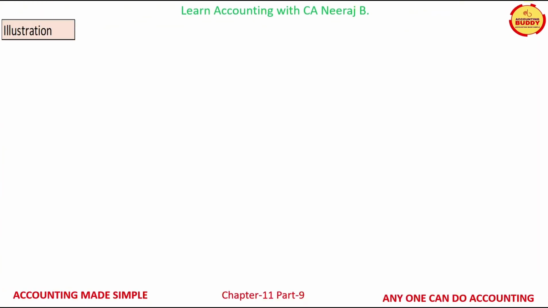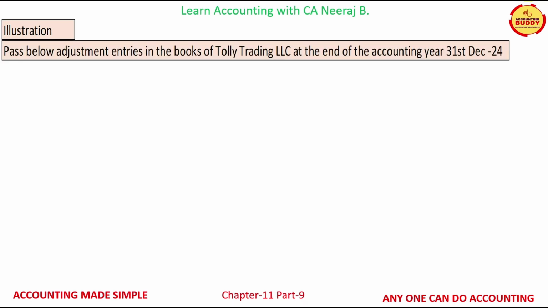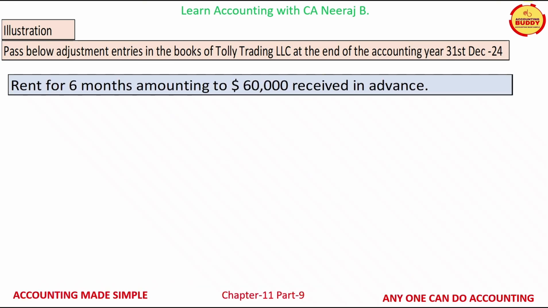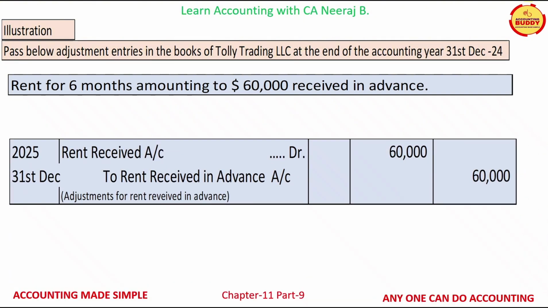Let us take another illustration. Pass below adjustment entries in the books of Tolly Trading LLC at the end of the accounting year 31st December 24. The transaction on your screen is rent for 6 months amounting to $60,000 received in advance. The two accounts affected are rent received account and rent received in advance account. Rent received account will be debited while the rent received in advance account will be credited. The entry will be passed for $60,000 by writing the proper narration.